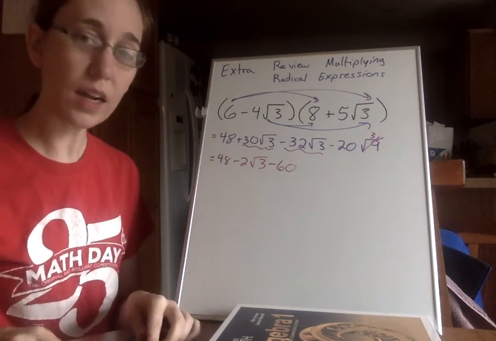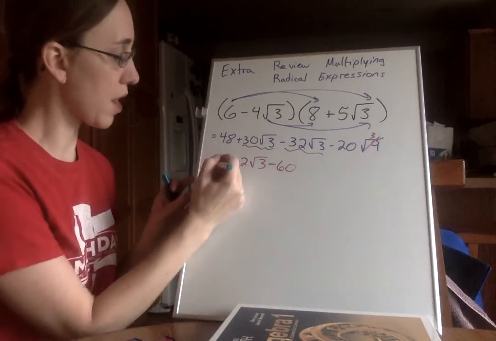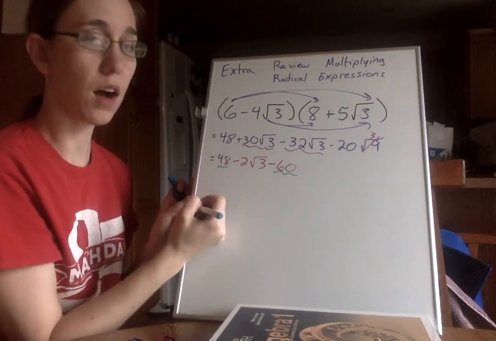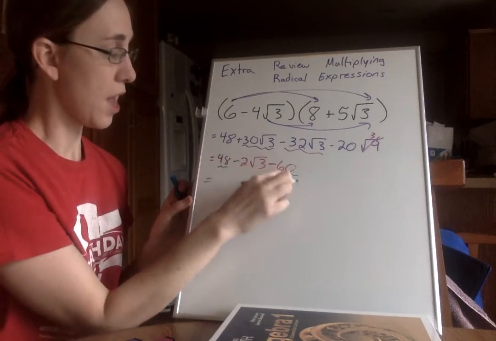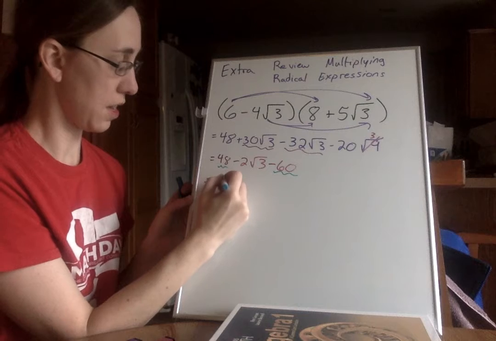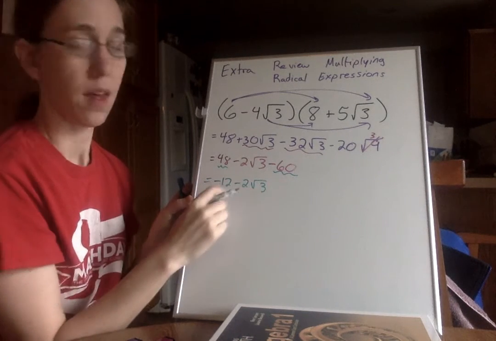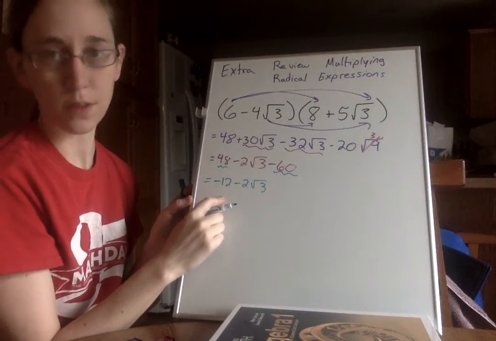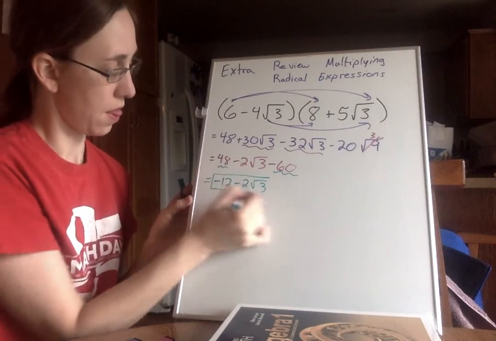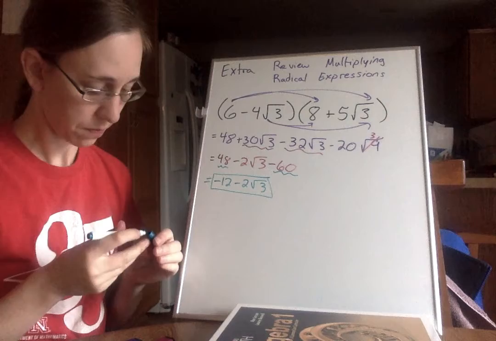Okay, now we look again. Has anything else changed that we can combine? Yeah, we have these constants. 48 minus 60 is negative 12, minus 2 square root 3. One has a root, one doesn't. Those can't be put together. And that is our final answer.